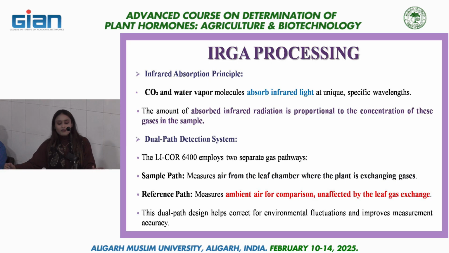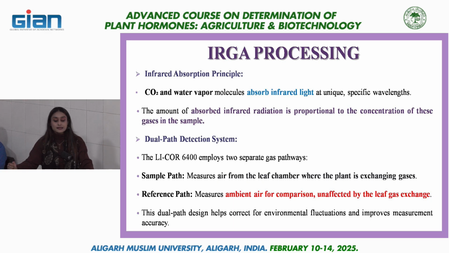Obviously, we need a reference, as it has ambient air for comparison and unaffected leaf gas exchange parameters. And the sample path is basically our sample which we are going to use, and it is used to measure air from the leaf chamber where the plant is exchanging gas. This dual path design helps to correct for environmental fluctuation and improves measurement accuracy, as we know that we have a lot of environmental fluctuations. So this reference path helps to deal with this problem.